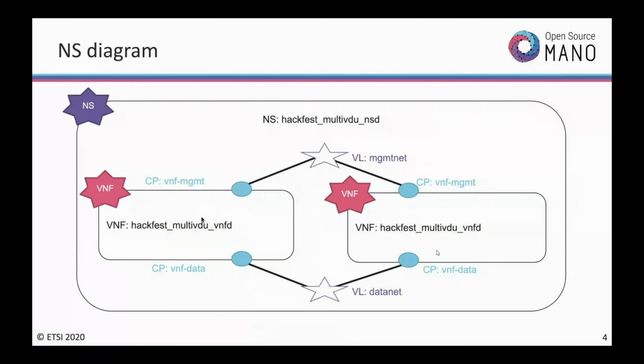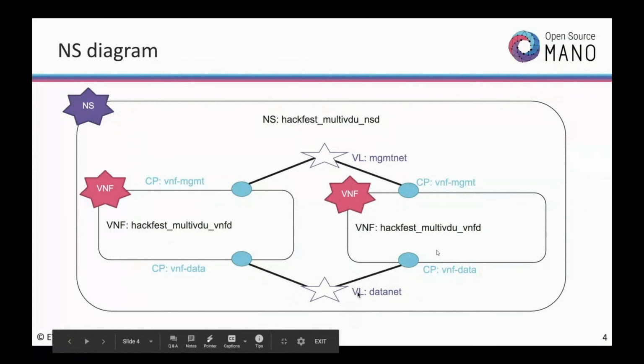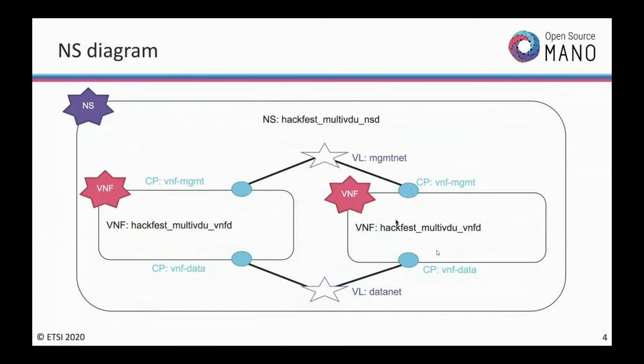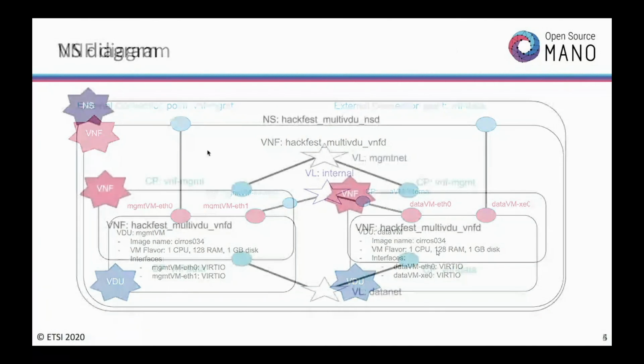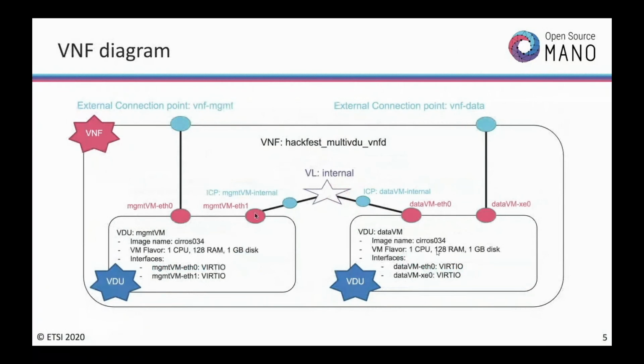Both VNFs connect through the management virtual link using their management connection points, and to the data network or virtual link through the data connection points. The VNF inside, so each of these blocks here, is comprised by two virtual machines, which have some characteristics like the image name, the flavor, and two interfaces. One interface is mapped to an external connection point, which is what we see as a network service. And there is another internal connection point. So the second interface of each VDU connects the two VDUs through the concept of internal virtual link.